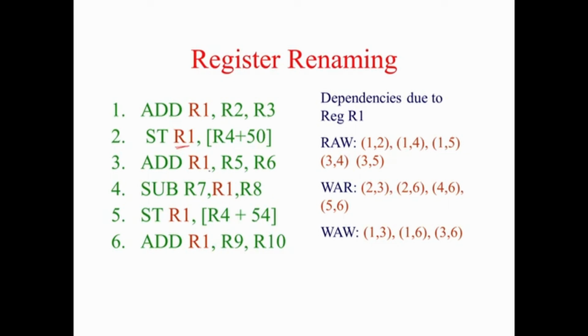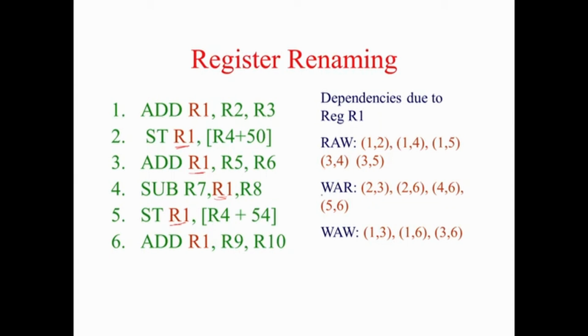Similarly 1 and 4, there is a read after write, this is writing and this is reading, and 1 and 5, there is a read after write. 3 and 4, there is a read after write, this is writing and this is reading. 3 and 5, there is a read after write, this is writing and this is reading. So many dependencies are there for R1 within these 5 instructions, okay.